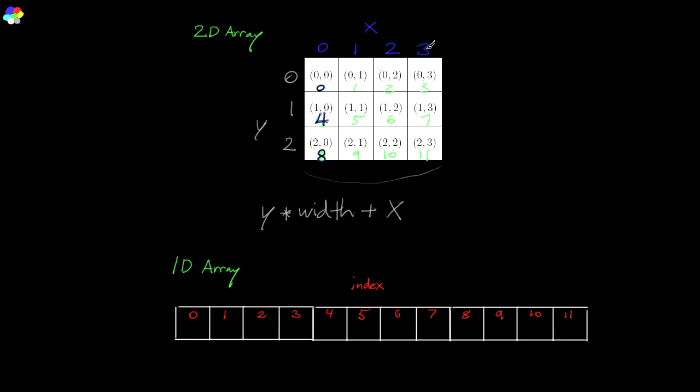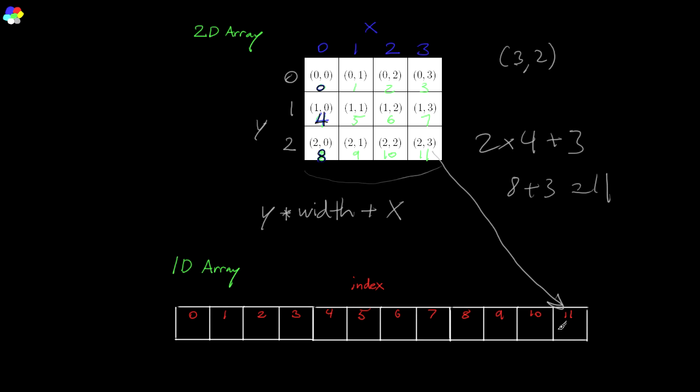So let's do a quick test here. Let's say I want to get the element at 3, 2, which is x of 3, y of 2. Well, that is just y times width. So 2 times 4 plus 3, 8 plus 3 equals 11. And that's here, which is the last element in our 1D array, which is what you'd expect because it's the bottom right of our 2D array. So this is how you go from 2D coordinates to 1D coordinates.